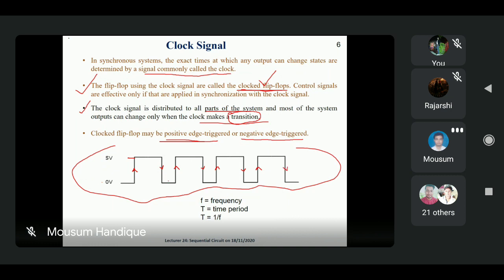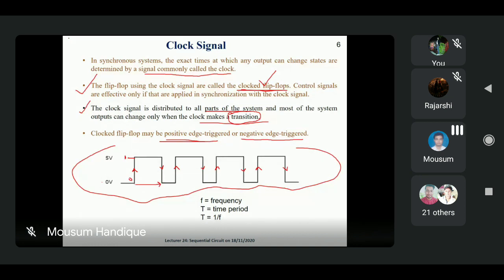Now see here, suppose we are using the positive edge triggered. Positive edge triggered means this is the transition period when it is going 0 to 1. Suppose this one is 0, and this 5 volt we are considering as a 1. So it is moving 0 to 1, and this particular period we are considering as the on period.